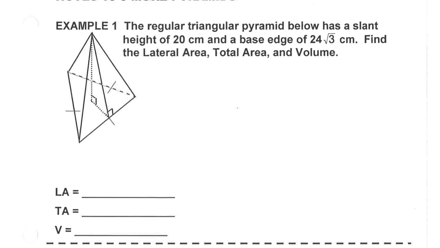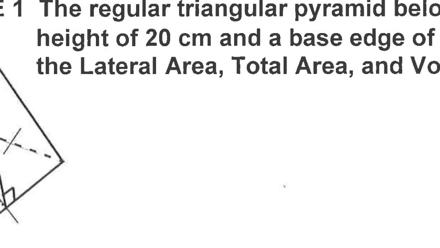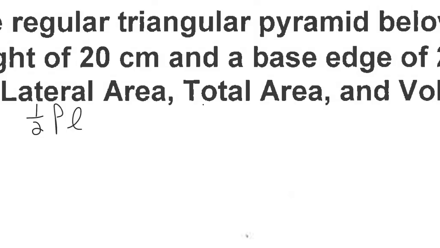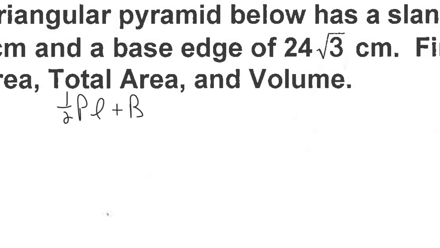It says a regular triangular pyramid below has a slant height of 20 centimeters and a base edge of 24 square roots of 3 centimeters. Find the lateral area, total area, and volume. So first, let's remember the equations. Lateral area is 1/2 of the perimeter of the base times the slant height. Total area, 1/2 PL again, but this time you're going to add the area of the base. And then volume, and don't forget this part, is 1/3 big B times H.